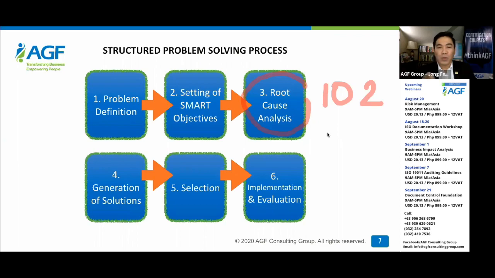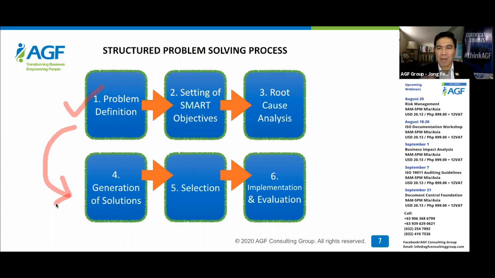Remember, if you're using this structured problem-solving process, take note of this. You follow the steps. Because sometimes, just sometimes, as soon as we have clearly defined a problem, what we do is right away jump to the solutions. I don't know if you agree with me, but I have seen this several times.